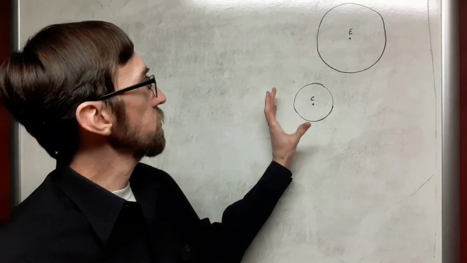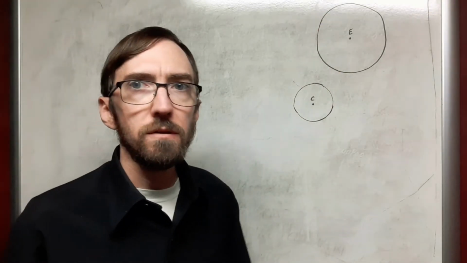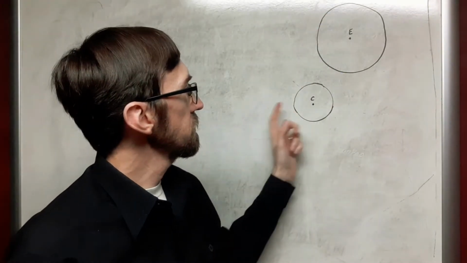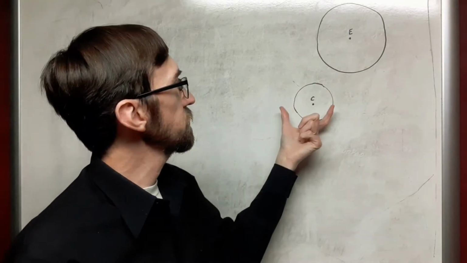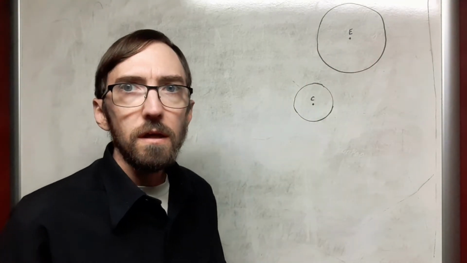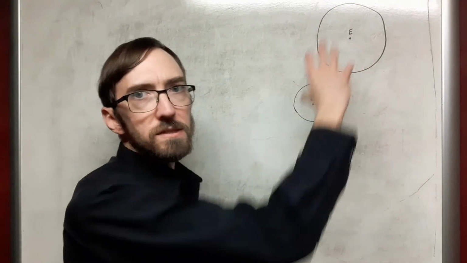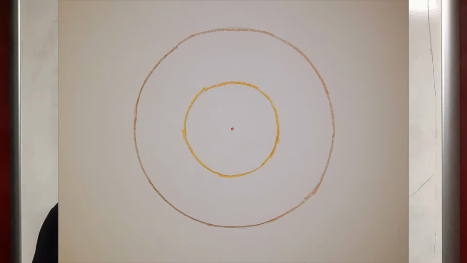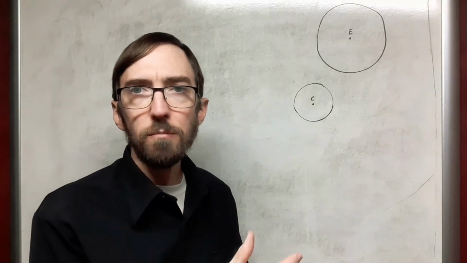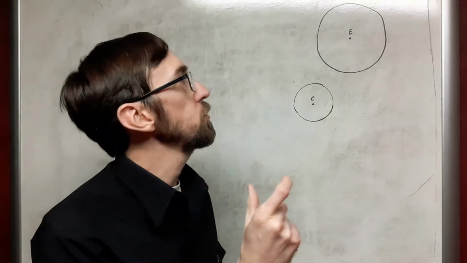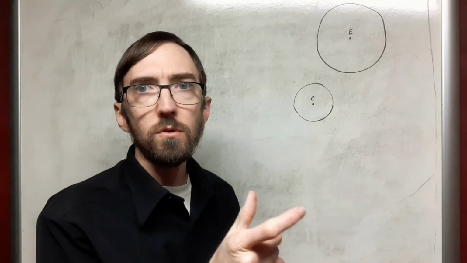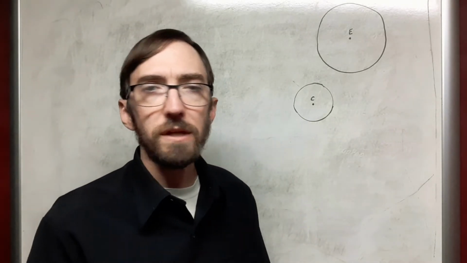I have circle C and circle E here. They have different diameters. This one is smaller than this one. If we were to pick up circle C and place it inside circle E, we might be able to get the idea that if you multiply the radius of circle C by some number, you would get circle E's radius.